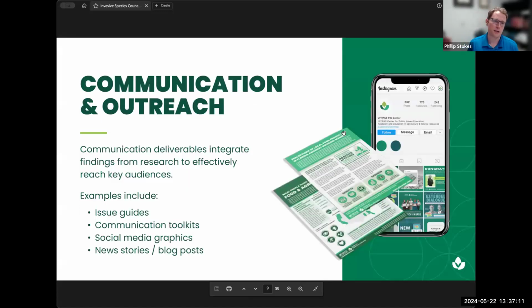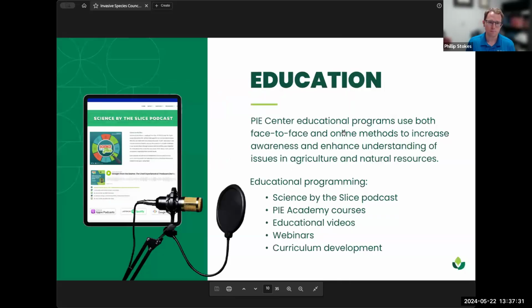With our communication, we want deliverables from this research that make it salient to the public and to our stakeholders. We do that through issue guides, communication toolkits, social media, news stories, and blog posts. And then education is typically more non-formal, so we use course development, podcasts, webinars, video development, and curriculum development as well.